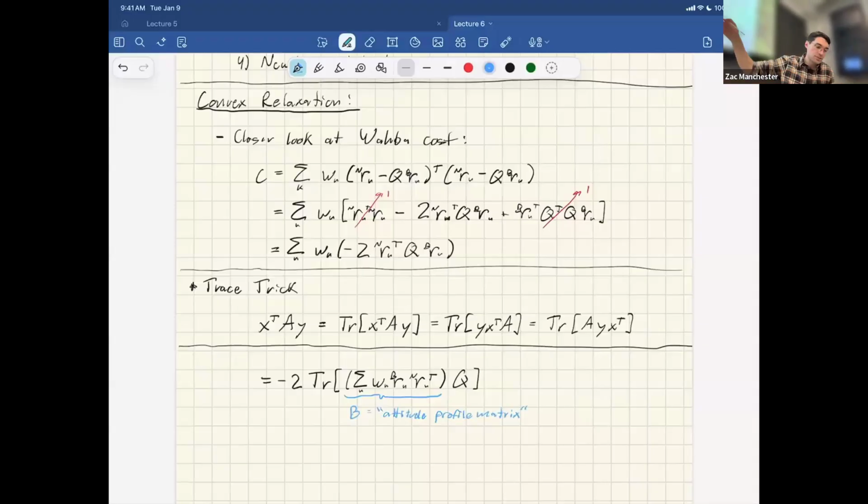And then also from this, it should be obvious now that we've isolated things and pulled the Q out, that this thing is linear in Q. So it's just something times Q, right? Which is weird because we started out with a least squares quadratic thing.